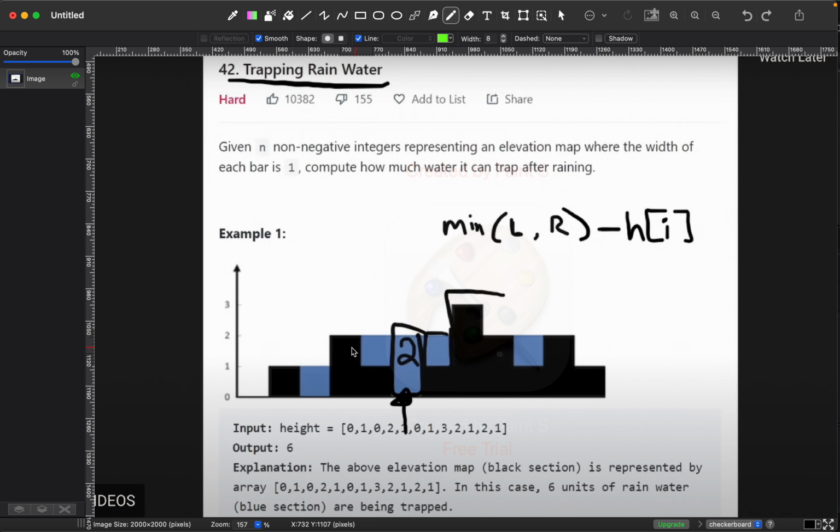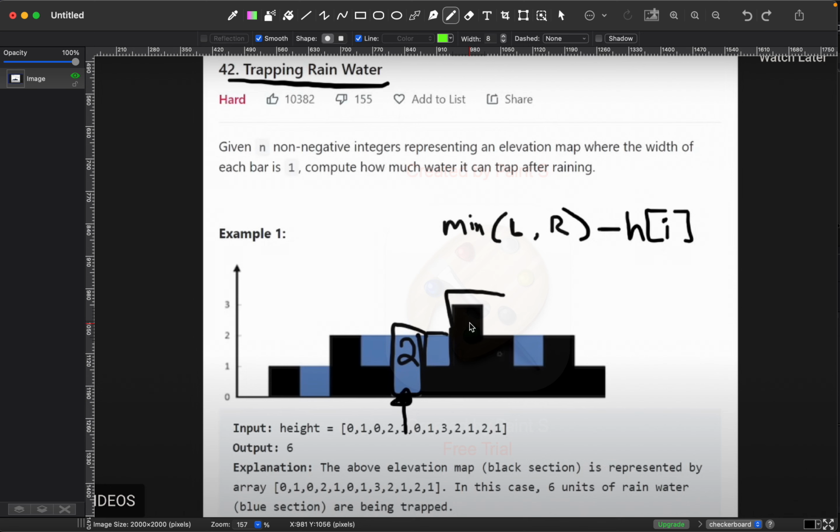this and this. So for here, this and this. So it's 2 minus 1, I get 1. For here, it is this and this, and so 2 minus 0, we get 2. For here it is this and this, 2 minus 1, I get 1.